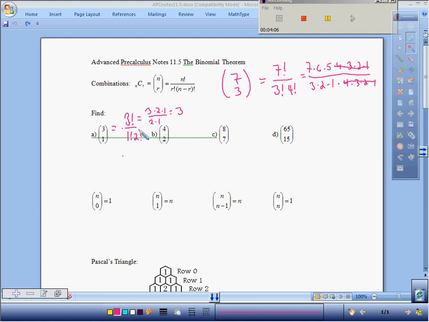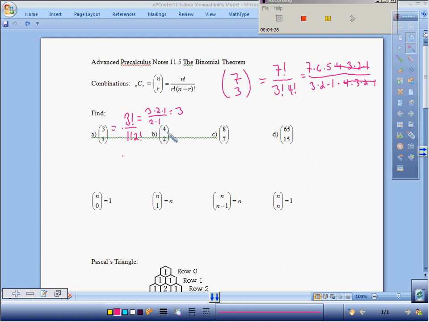So that's just 3. And by definition, down here, if you have n items in a set and you have a 1 down here, it's just equal to that number up here. Okay, so these are some rules to know. N combination 0 is equal to 1. N combination 1 is equal to n. N combination n minus 1 is also equal to n. And n combination n is equal to 1.